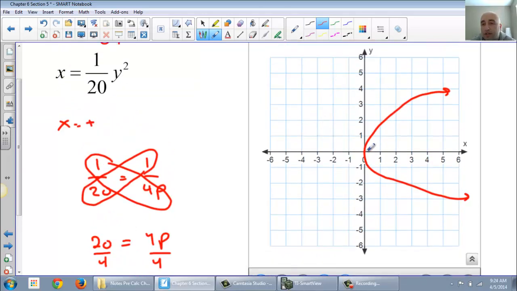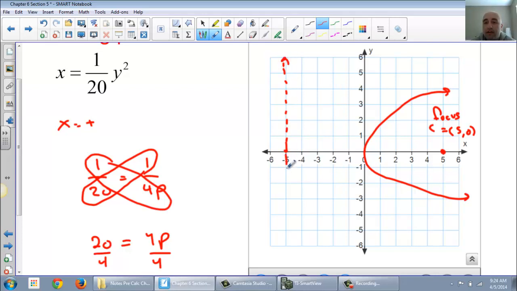Okay, so our focus is going to be inside the parabola, 1, 2, 3, 4, 5. So there is our focus. What is our ordered pair there? It's 5 to the right, so 5, 0. And then our directrix is going to be 5 to the left. 1, 2, 3, 4, 5.